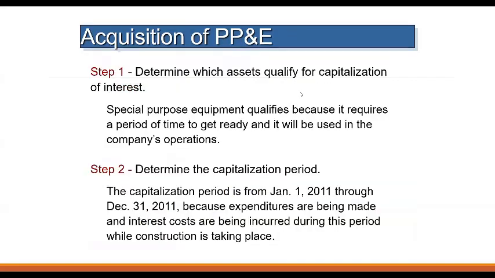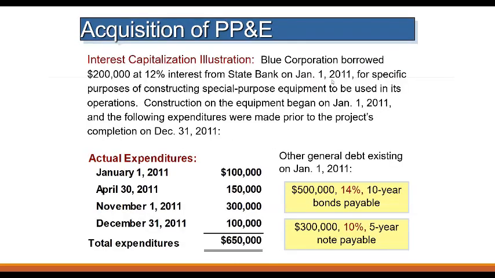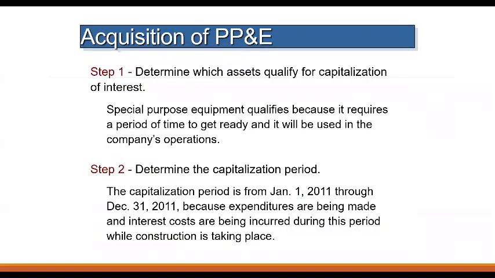The first condition is to determine whether the asset qualifies for capitalization or not. We said the main condition is that it requires a period of time to get ready, and it will be used in company operation. It starts on January 1st and ends on December 31st. It takes one year to construct the equipment, so actually here it is a qualified asset. The first step has been met.